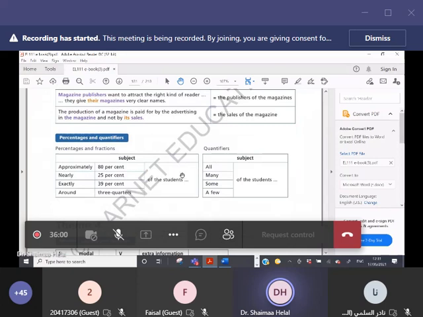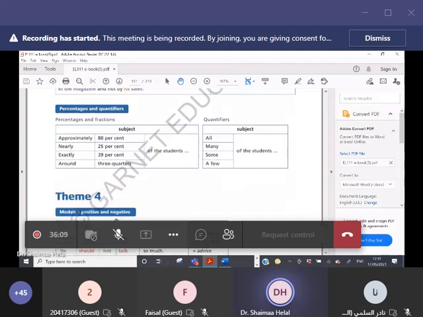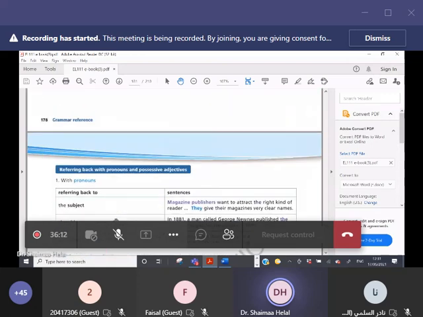And then quantifiers and percentages. Approximately 80% of the students, all of the students here, I'm using quantifiers. Okay, my dear students?